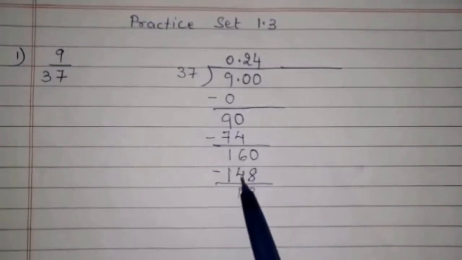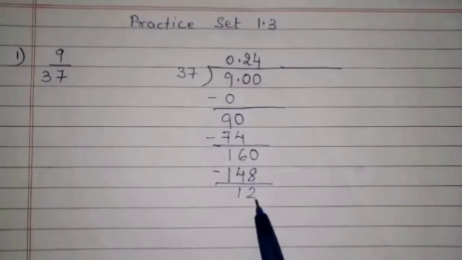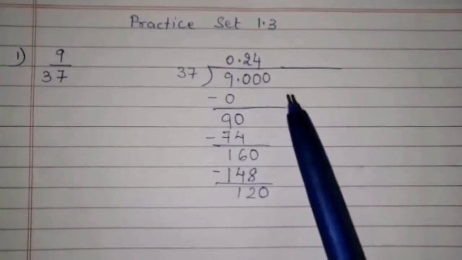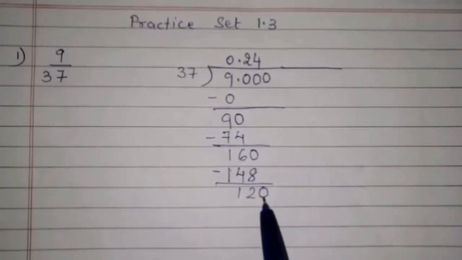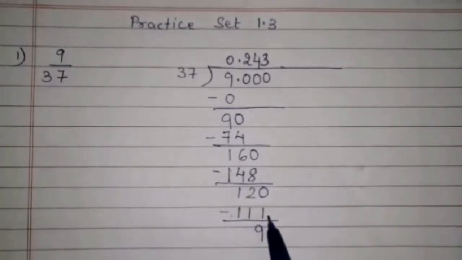So here comes 148. So again the remainder is 12. So divide it further. We will put one more 0 over here, copy that 0 over here. Now divide further. 3 times 37 will go in 120. So here 111. So again we get 9 over here as a remainder.